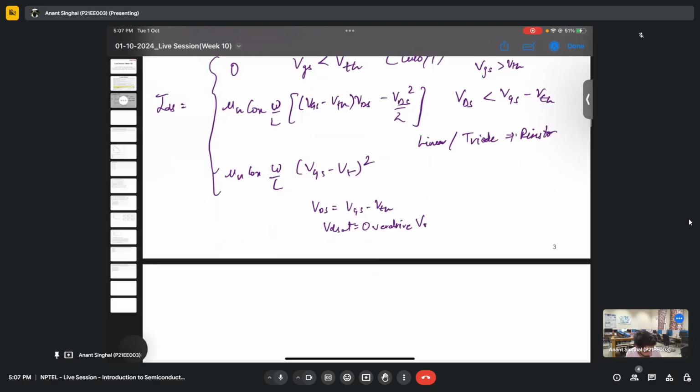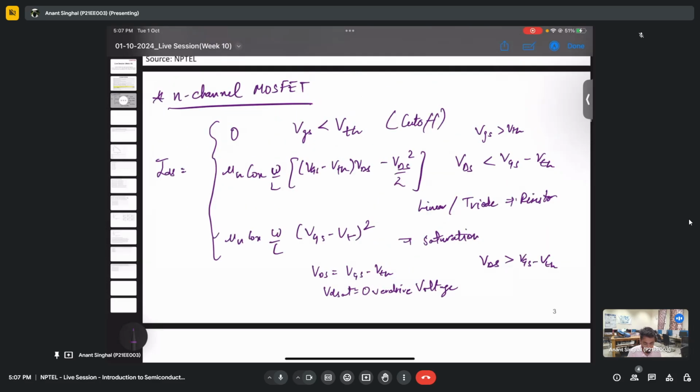Thank you. So this was the overdrive voltage that I was talking about, and this region is what we call saturation. Why saturation? Because the current value has saturated, irrespective of increasing the drain to source voltage. The condition is that the drain to source voltage should be greater than VGS minus VTH. So this is a very basic summary of all the regions of MOSFET and how we get this.